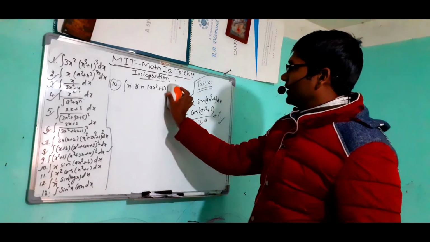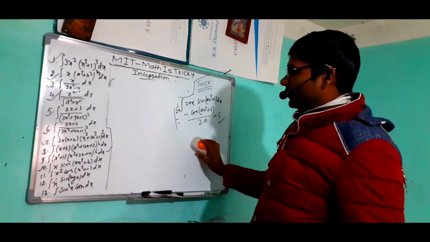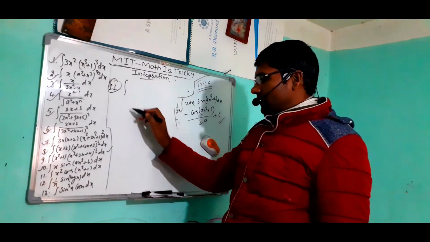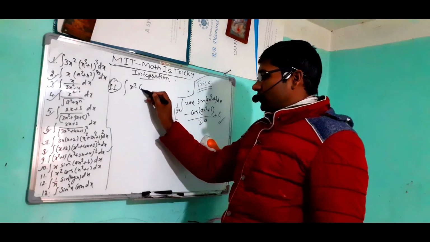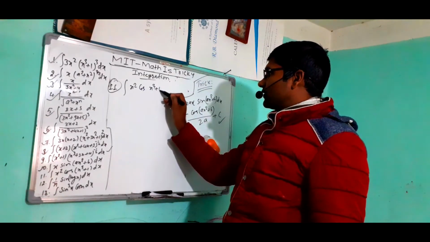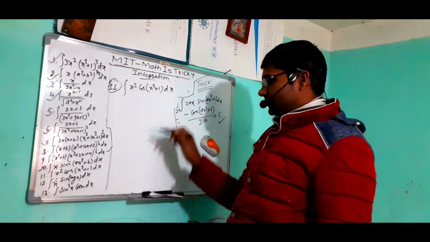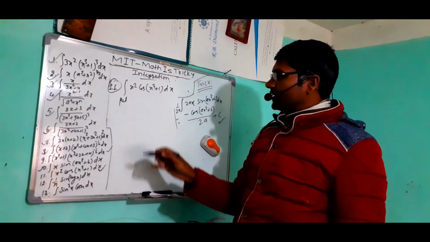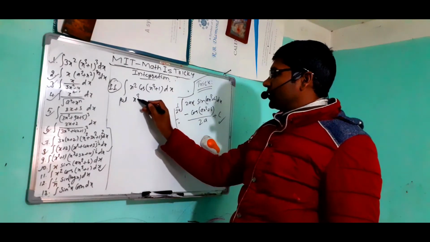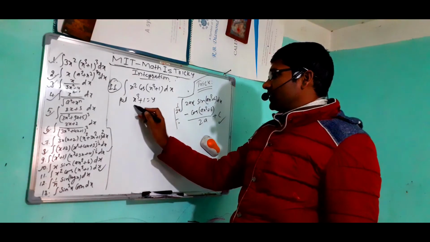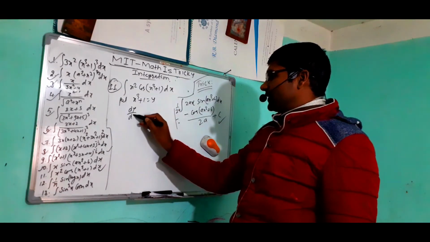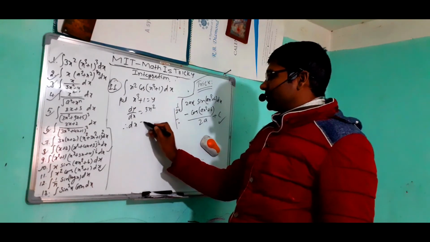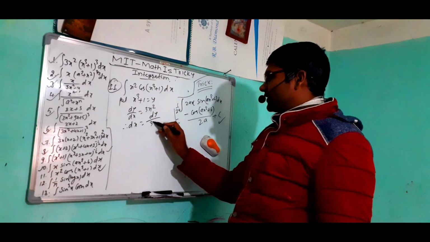Question number 10, we have solved. Now for 11. Question number 11. The question is here: integral of x² cos(x³ + 1) dx. Okay, so this one again by substitution method, let's put for the angle, meaning x³ + 1 equals y, and then here it will be dy by dx equals 3x². Therefore dx equals what? dy by 3x².